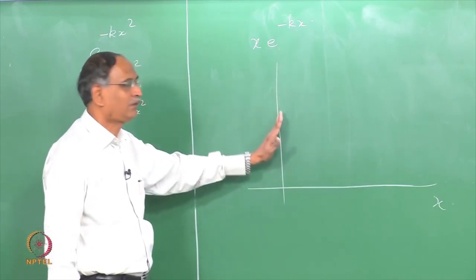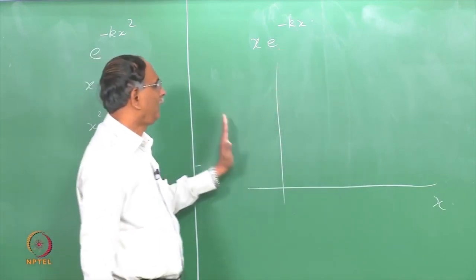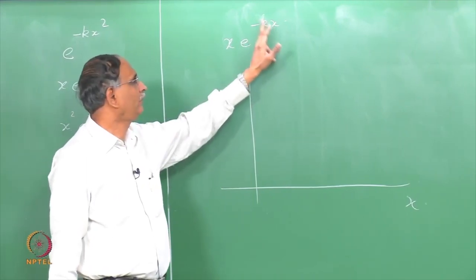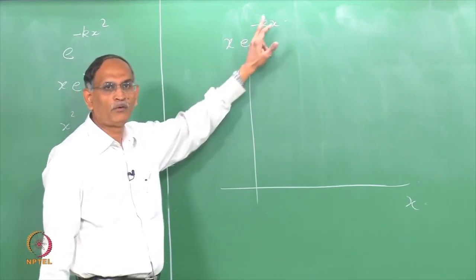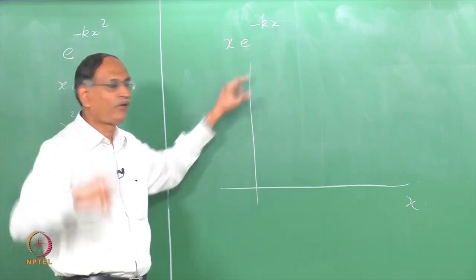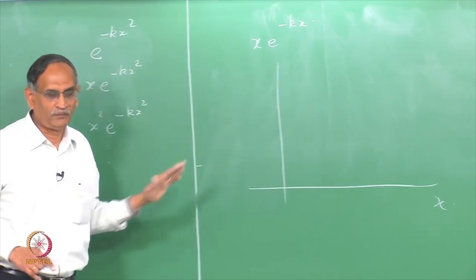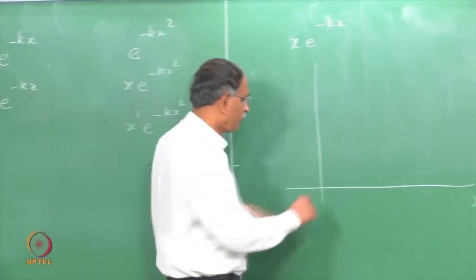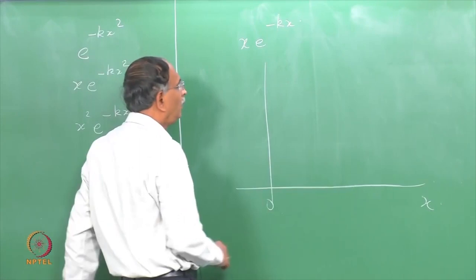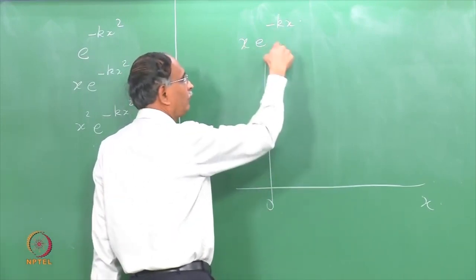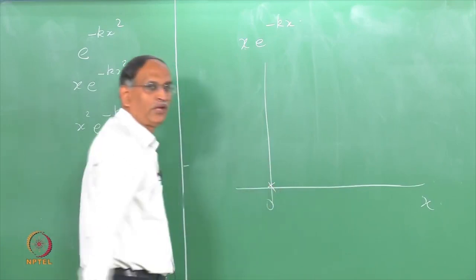Please remember, we can't try to do this in the negative segment, that is for the negative values of x. You see that the exponent, this whole thing becomes positive, and therefore e to the positive number keeps on increasing. Therefore, on the negative side, this function increases beyond limit for very large values. Therefore, we will stay from 0 to some positive values, and you can see that at x is equal to 0, this is 1, this is 0, therefore the function is 0.